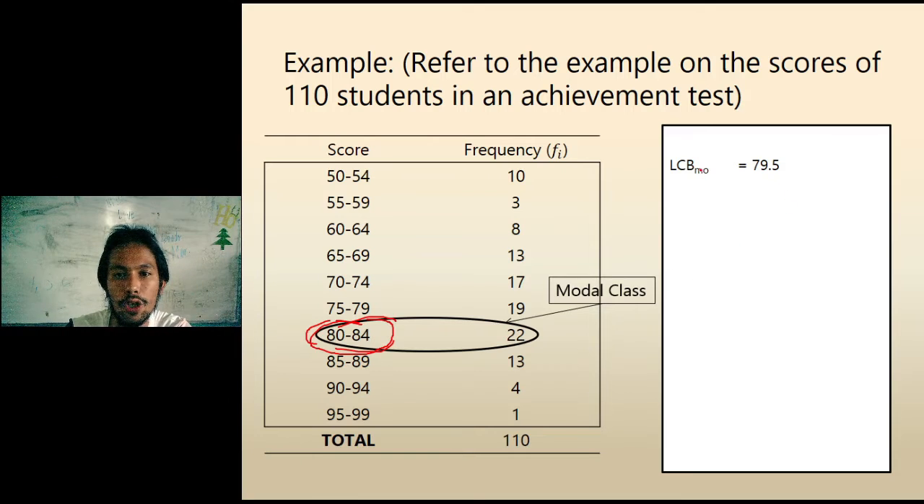So ang atong lower class boundary sa mode kay 79.5. So 80, ang 80 kay paubsan na ta og 0.5, so mahimo siya 79.5. Ang atong upper class boundary kay 84.5. Ang atong class size kay 5, same gihapon kaganina, from 80 to 84.